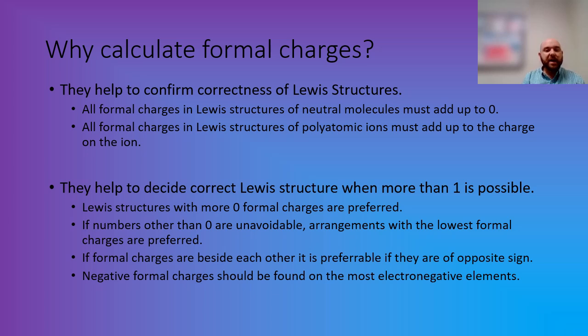If you have atoms with formal charges beside each other, other than zero, it is preferable if they are of opposite charge. So if you have two atoms beside each other in a molecule, and one is positive and one is negative, they should be beside each other. And then finally, negative formal charges should be found on your most electronegative elements. So when you see -1, -2, and -3 formal charges arise in molecules, the correct structures have those negative charges on atoms like chlorine and bromine.